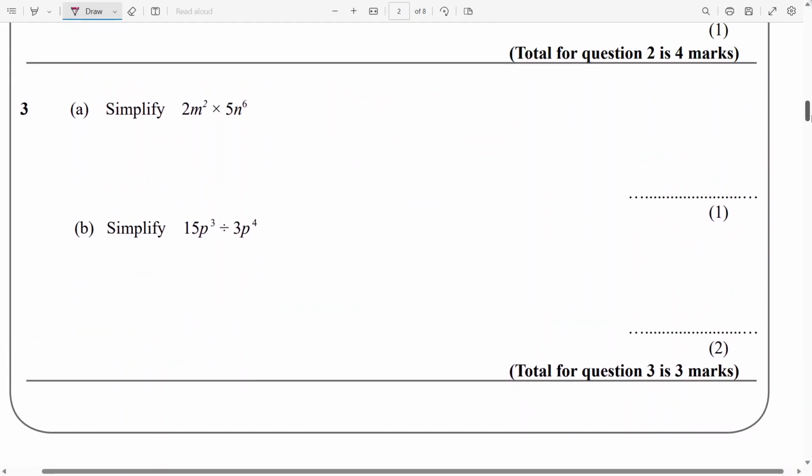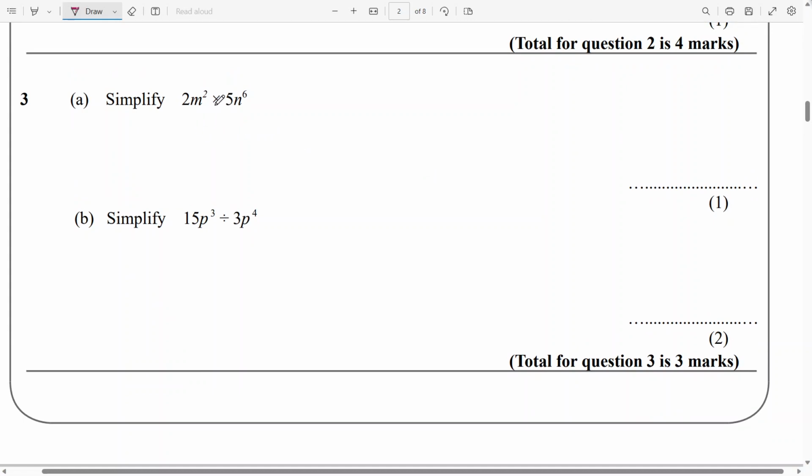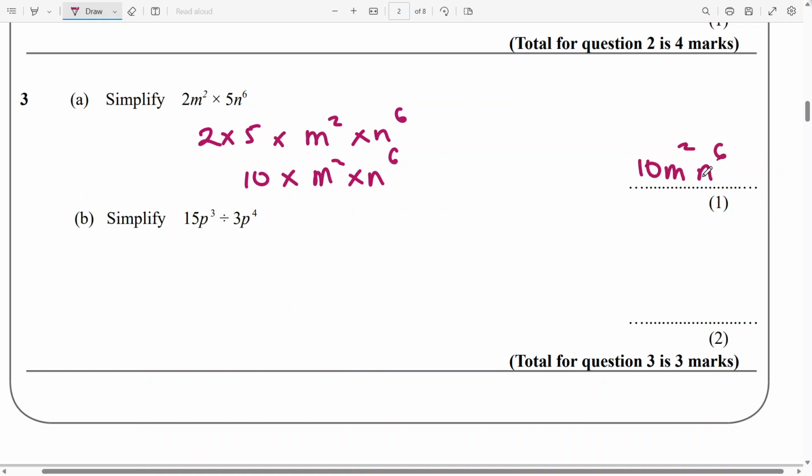Number 2. So you want to work out 2m squared times 5n to the power of 6. Well, first you're going to multiply 2 times 5 and multiply m squared times n to the power of 6. Obviously, 2 times 5 is going to be 10 times m squared times n to the power of 6. Of course, you can't add the powers of m and n, 2 plus 6 is 8. No, you can't do that because they are different bases. So you're going to leave your answer as 10m squared n to the power of 6.